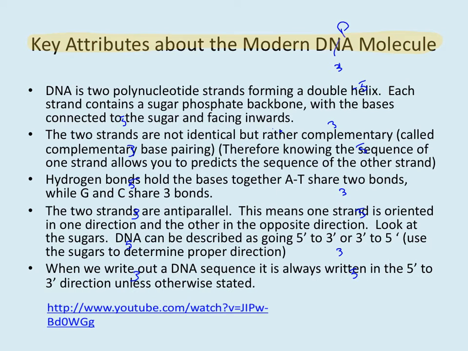DNA is 2 polynucleotide strands forming a double helix. We should know that DNA is a double helix composed of 2 strands. And they're polynucleotides because poly means repeating, and nucleotide is what is being repeated. Nucleotide is the monomer. Each strand contains a sugar phosphate backbone with bases connected to the sugar and facing inwards. The strands are not identical, but rather complementary, called complementary base pairing. Therefore, knowing the sequence of one strand allows you to predict the sequence of the other. I'm going to go back and explain what I mean by complementary base pairing. Hydrogen bonds.